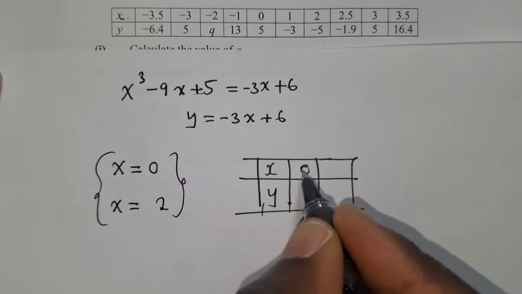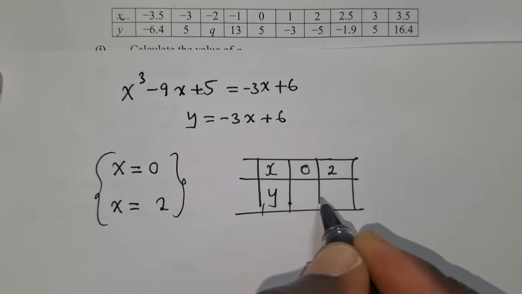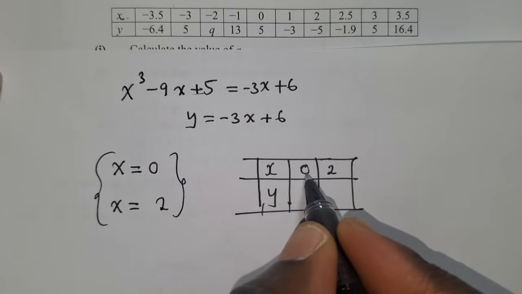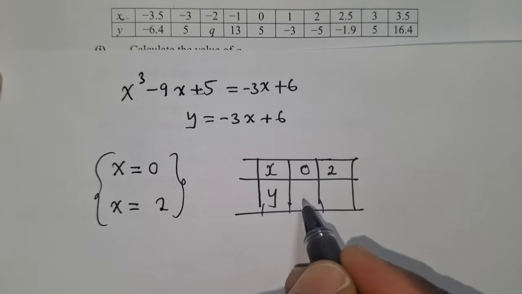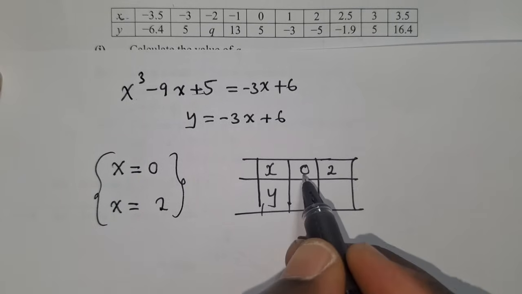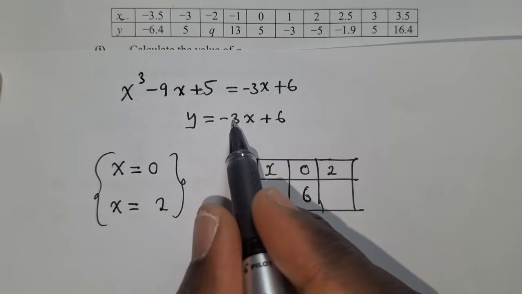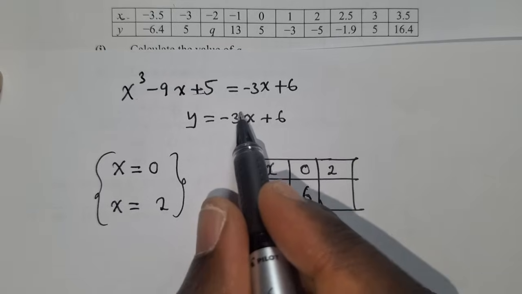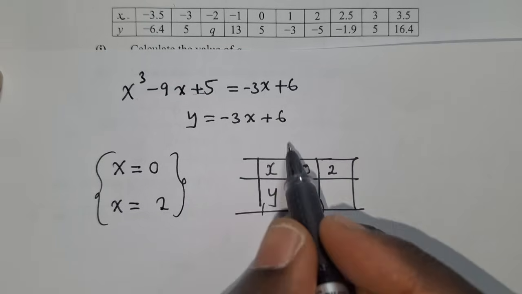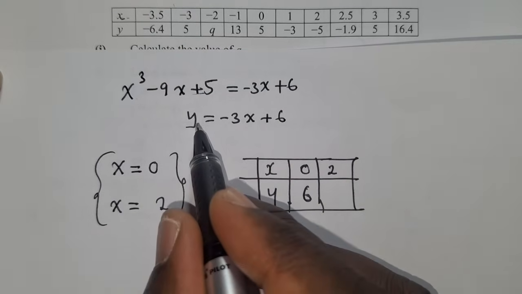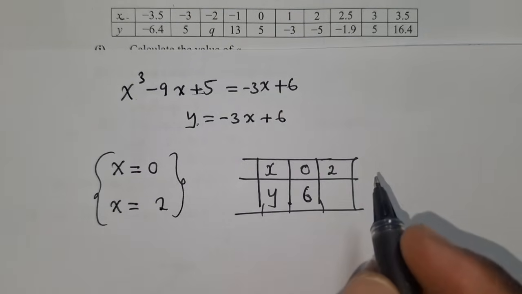And when x is equal to 2, now I need to find the y. When x is equal to 0, what will be y? y will be equal to 6. Meaning you get this 0, put it where x is here, it will be negative 3 times 0, which gives me 0. 0 plus 6 is 6. So y will be equal to 6.